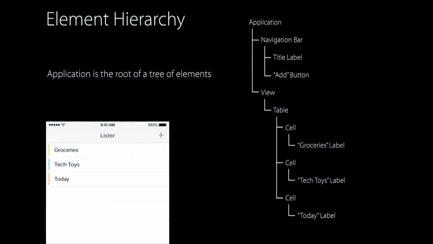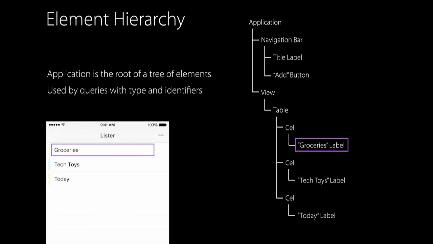Elements form a hierarchy in your application. So the application is the root of a tree. If you think back to your computer science days, you'll remember tree data structures. So with the Lister application, we have this very simple tree here with the application at the top, and then we have like the nav bar and the add button, the groceries label, and so on and so forth. So each of these is an element that you can reference in your tests. These are used by queries, this hierarchy, as well as a type and identifier to find your elements.